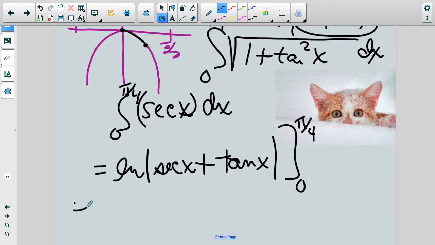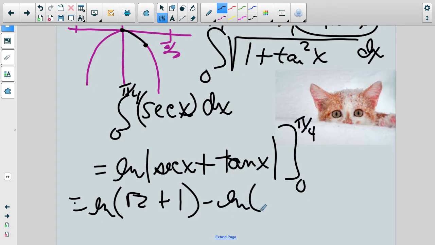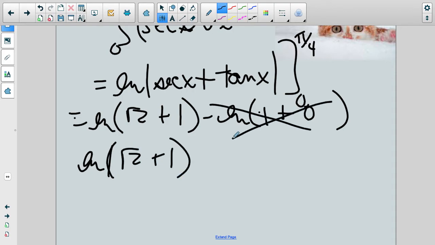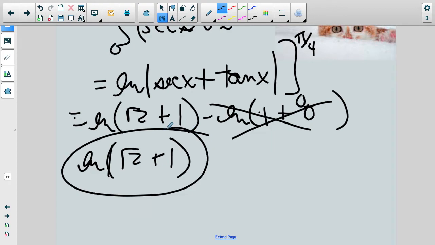All right, so now I have a logarithm I have to deal with. The secant of pi over 4 is root 2. The tangent of pi over 4 is 1. Don't neglect filling in 0. The secant of 0 is 1, and the tangent of 0 is 0. You should be good at that. ln 1 is what? 0. ln 1 is 0, so that's just gone. And that's how long that curve is. It's 0.881 units long.